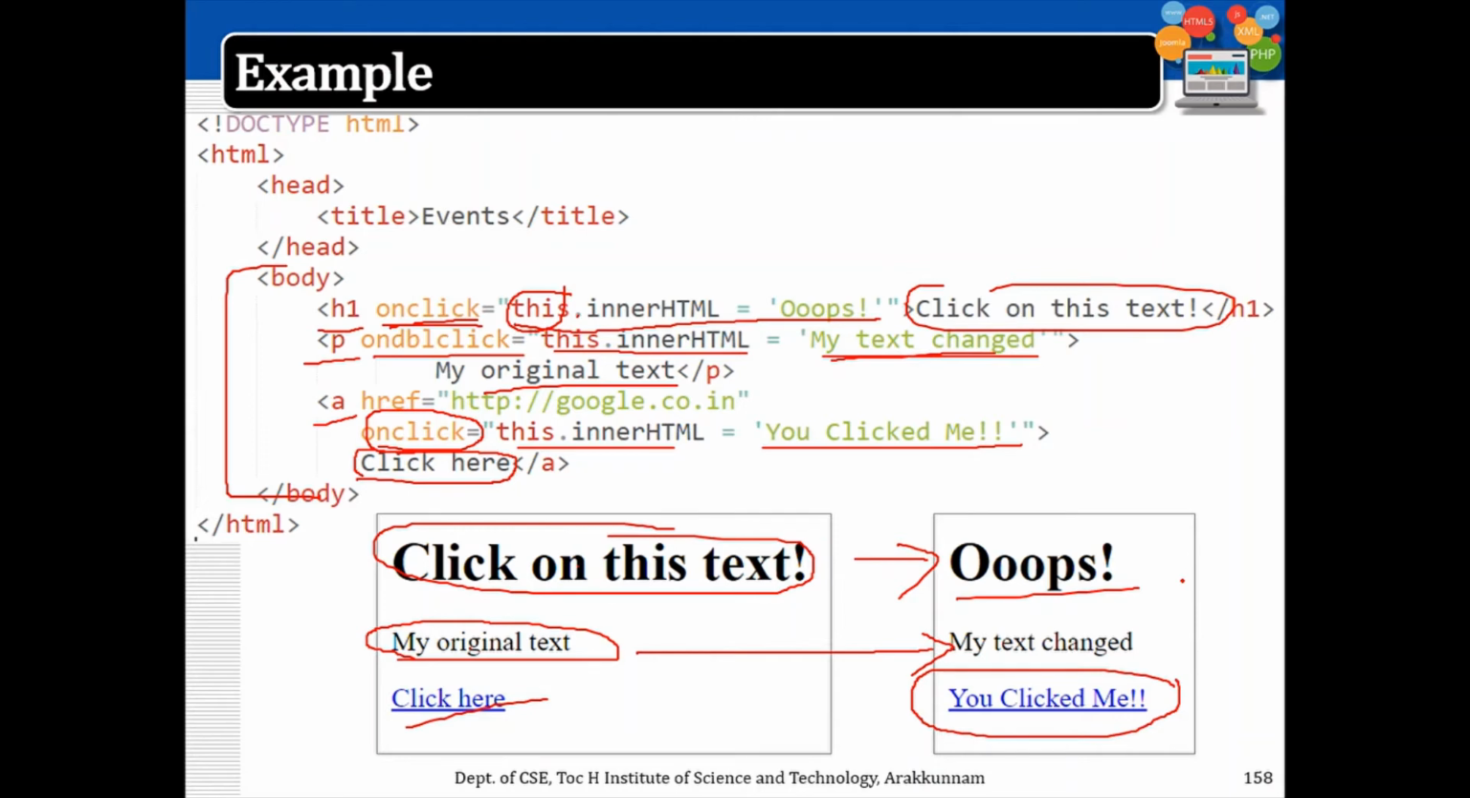Generally, once you click a link, its color will change. So if you want to change the HTML part also, then you can use this property, the innerHTML attribute. So this is an example of how the innerHTML values are changed using event handlers.